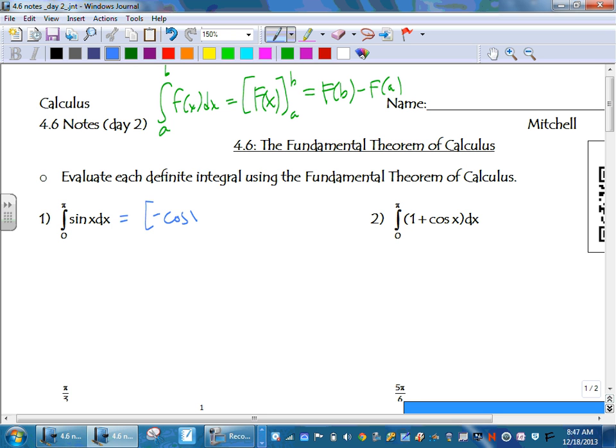Negative cosine. Right? So we're evaluating that from 0 to pi, which means we're going to do negative cosine of pi, or opposite cosine of pi, minus negative, or plus, cosine of 0. So we can think about those on the unit circle. Cosine of pi would be negative 1, but there's a negative in front, so that's going to give us positive 1. And then cosine of 0 is 1, so 1 plus 1.